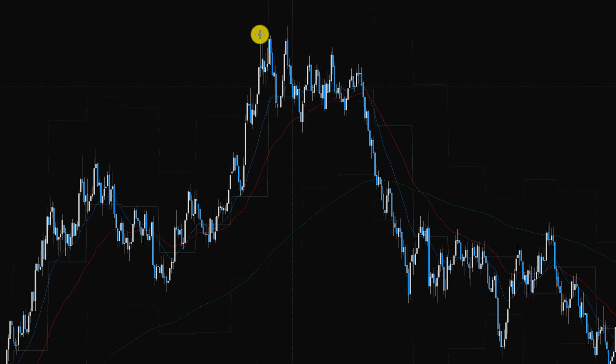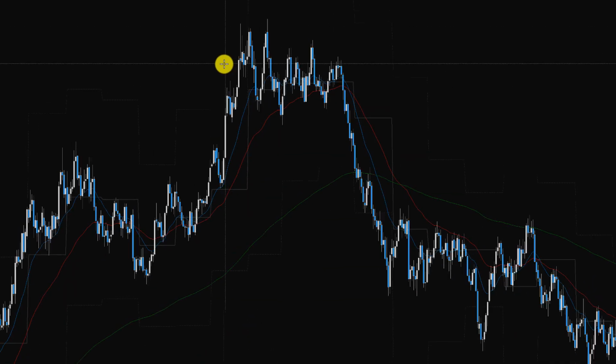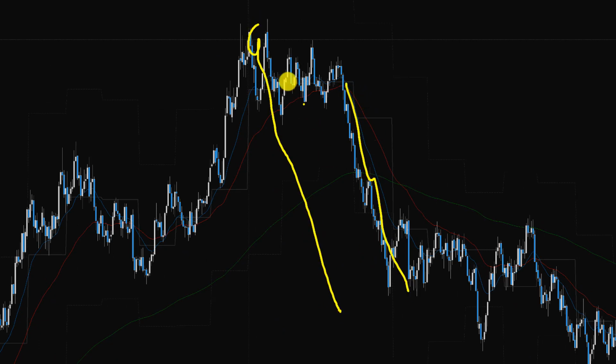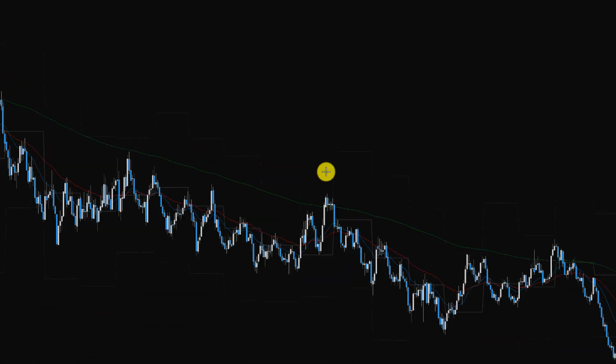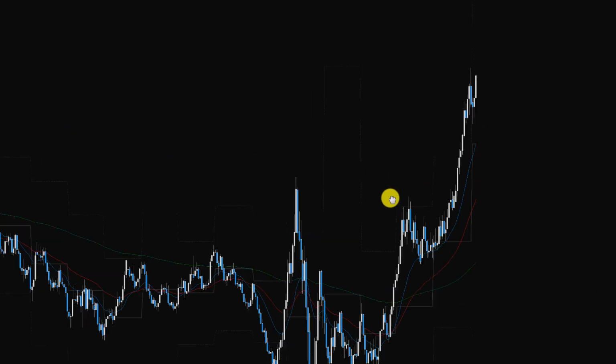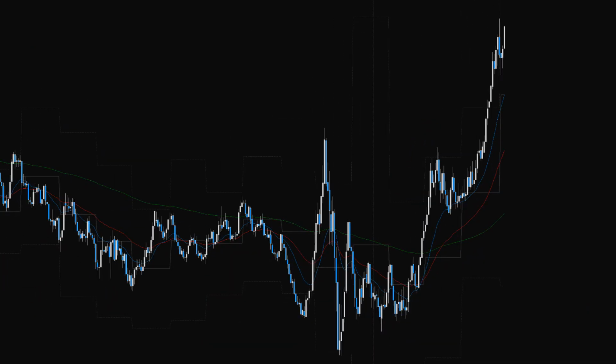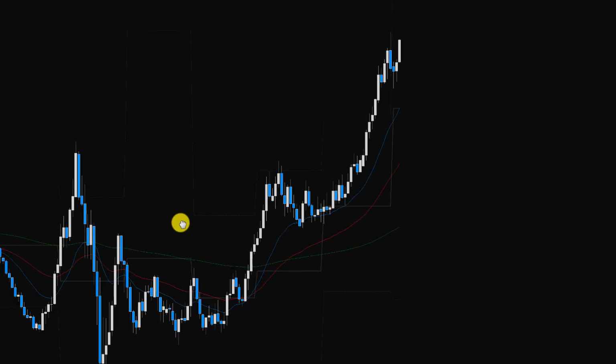So it doesn't instantly have to roll over and drop like a stone. It doesn't have to do that. But eventually we did. We actually stayed and consolidated up here for just over 3 months. What it means is if we are looking to get long, the idea being trend traders, we want to be staying with the trend for as long as possible.